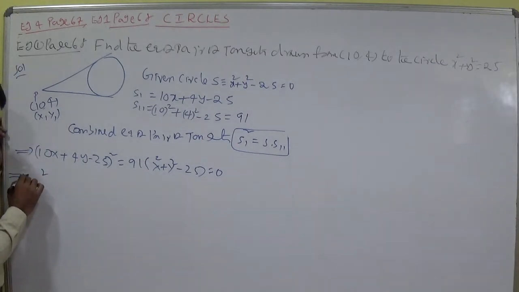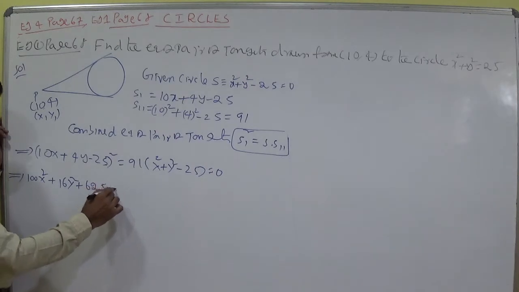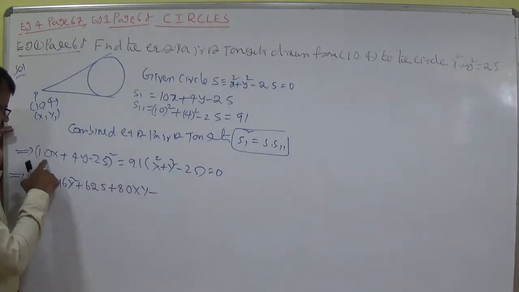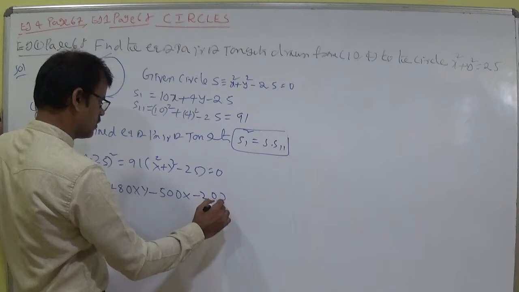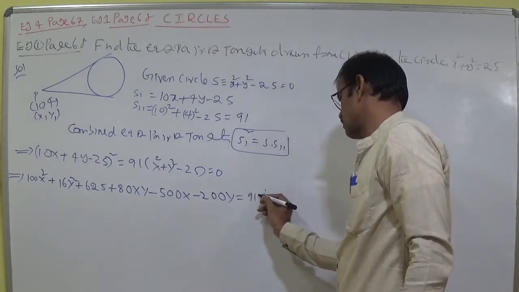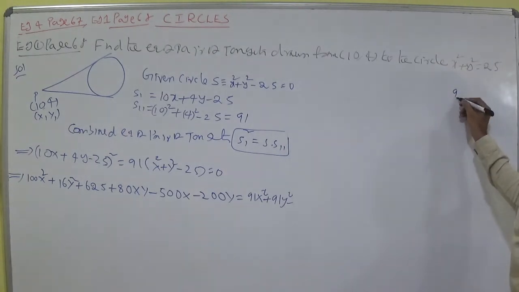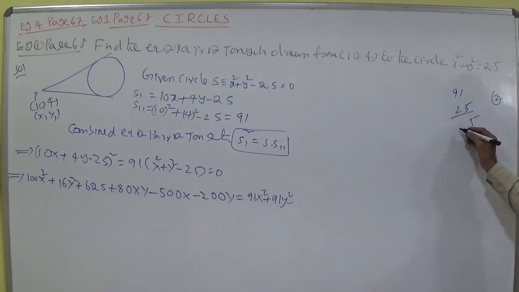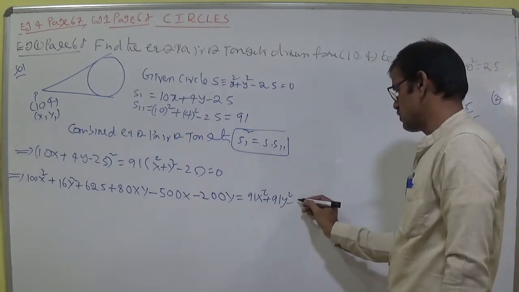Here you can write 100x square plus 16y square plus 625, plus 2 10s are 20, 20 4s are 80, 80xy, minus 2 10s are 20, 20 into 25, 500x, minus 2 4s are 8, 8 25s are 200y, is equal to 91x square plus 91y square minus 91 into 25. 91 into 25 is 2275.